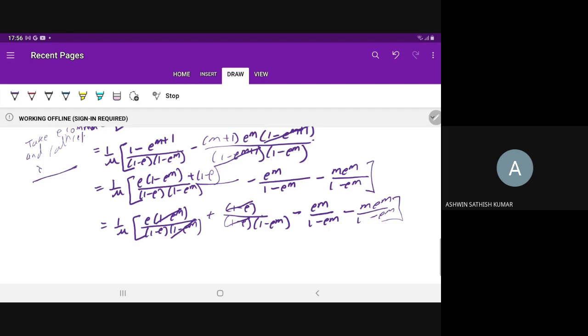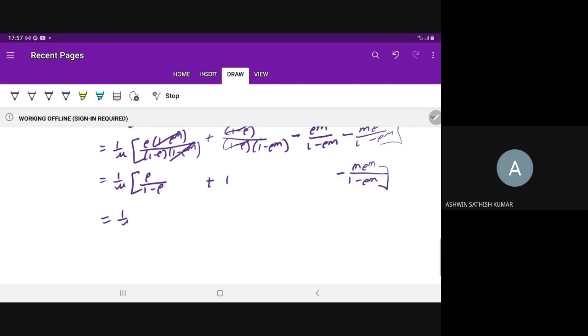So after cancelling this, we have 1 upon mu. From the first one, we have rho, 1 minus rho. From the second and third one, we have plus 1 minus rho to power m upon 1 minus rho to power m. And here we have m rho to power m upon 1 minus rho to power m. If you combine the first and second, this can be written as 1 upon 1 minus rho minus m rho to power m upon 1 minus rho to power m. So this formula you now have to use for writing the LQ.